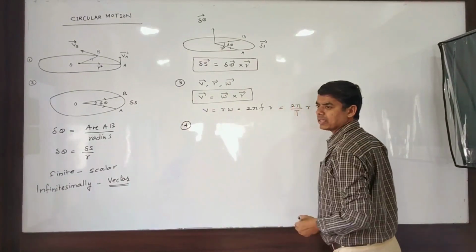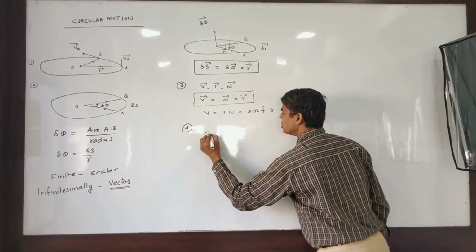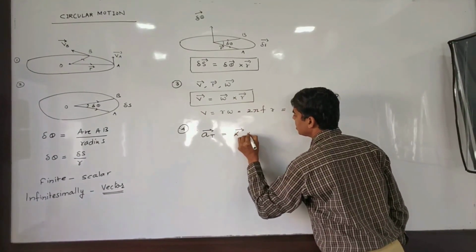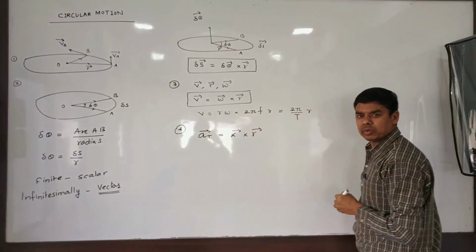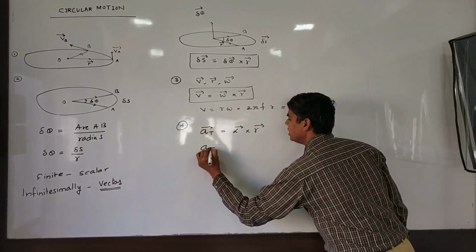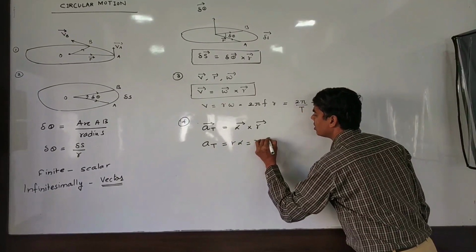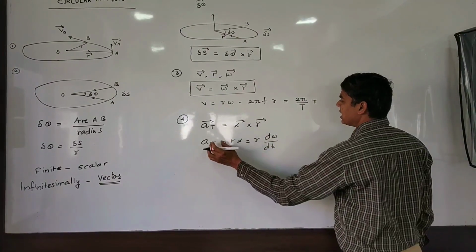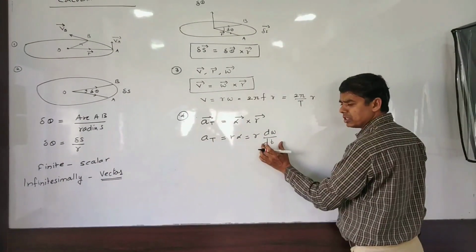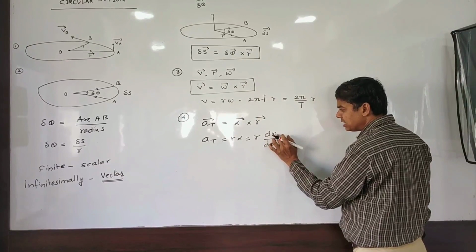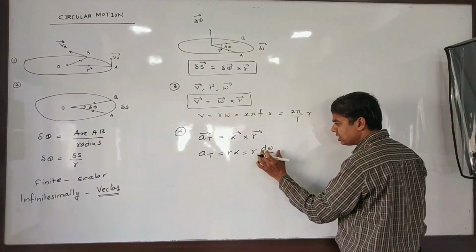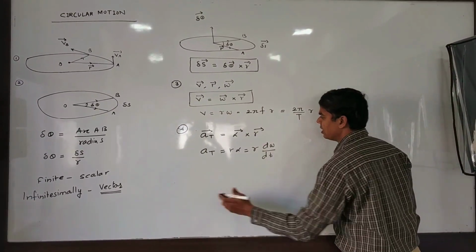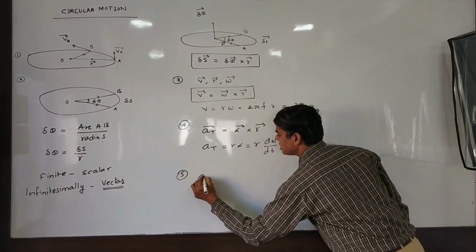Let's have a look at acceleration. Tangential acceleration is the cross product of angular acceleration and radius vector. So a_t bar is equal to alpha bar cross r bar, so a_t is equal to r alpha or r d omega by dt. Tangential acceleration is due to the rate of change of angular speed. If omega is constant, if angular speed is constant, then the derivative of a constant is 0, and in that case tangential acceleration is 0.